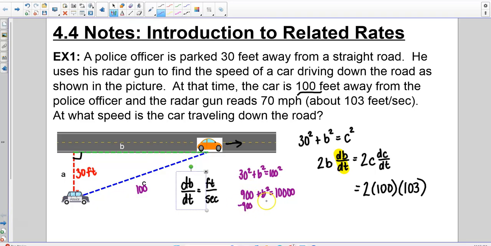And I'll subtract my 900. So B squared equals 9,100. And then I need to take the square root of that. And these are going to be calculator active problems, as pretty much any real world problem ends up having to be. So I am getting that B is 95.39.